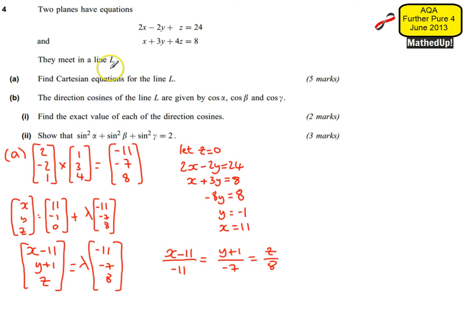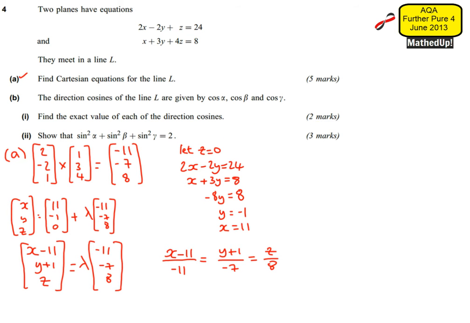Okay, so that's part A completed. Now part B says we want to find the direction cosines of the line L. They're given by cos alpha, cos beta and cos gamma. So we're looking for the cosine of the angles that each of these make with the x, y and z axes. So in order to do this, we need the magnitude of this direction vector, which is going to be 11 squared plus 7 squared plus 8 squared, square rooted. And then we'll start by doing that.